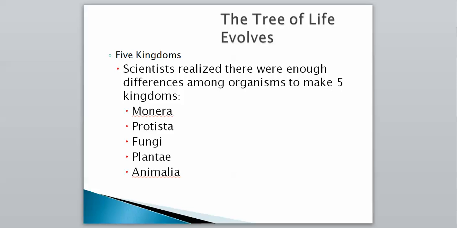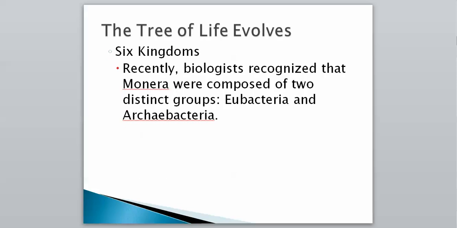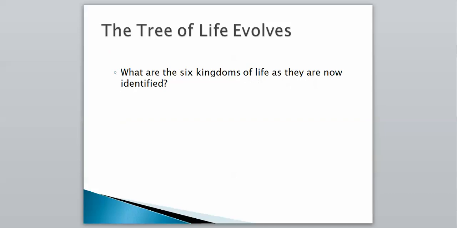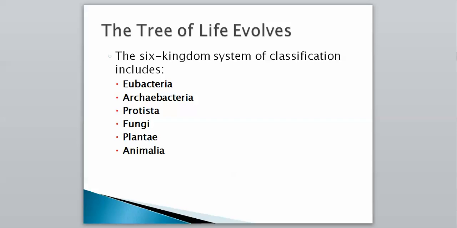However, even since these 5 kingdoms, this is just a recent discovery, probably within our lifetime maybe, that this even happened. Biologists recognized that Monera was composed of 2 distinct groups, Eubacteria and Archaeobacteria. So now we have 6 kingdoms. So what are the 6 kingdoms now? We saw 4 of them earlier, so now here are the 2 new ones: Eubacteria, Archaeobacteria, Protista, fungi, Plantae, and Animalia. So that is our 6 kingdoms as they stand today.